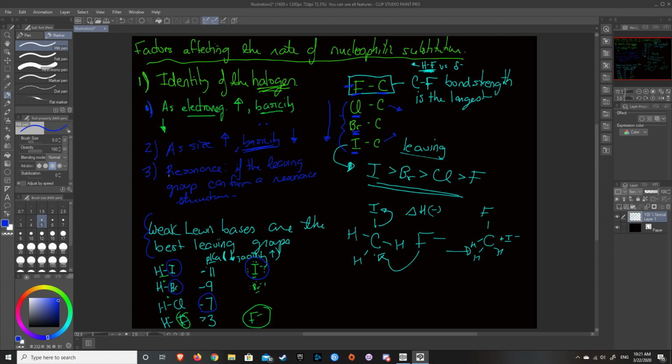And the third one is definitely true, but we won't be dealing with that because we're typically dealing with haloalkanes. That means it must have a halogen, and halogens don't typically have resonance structures.